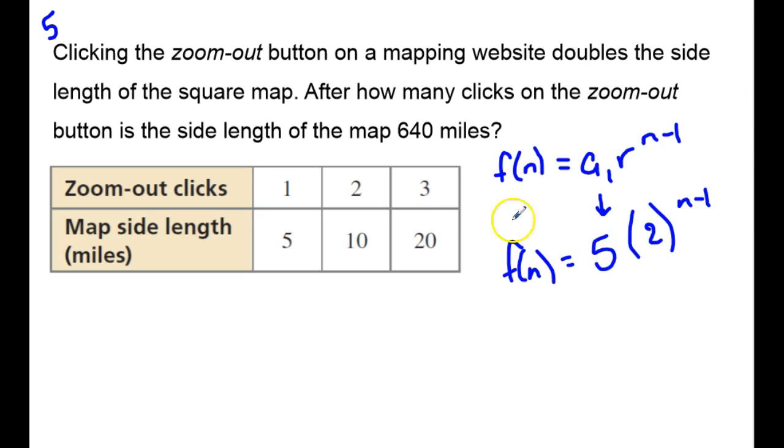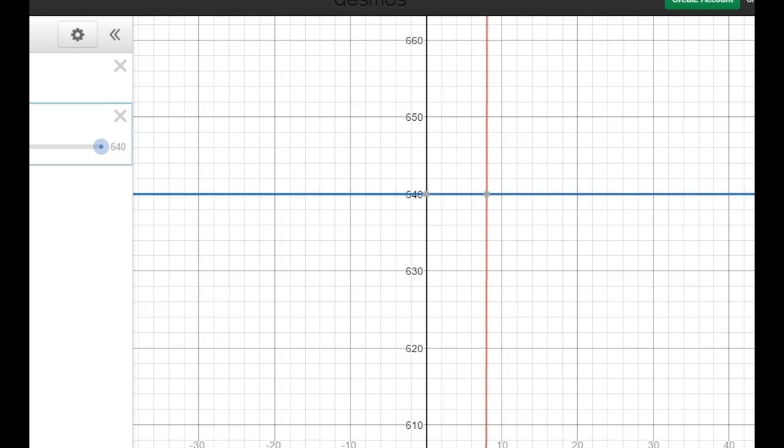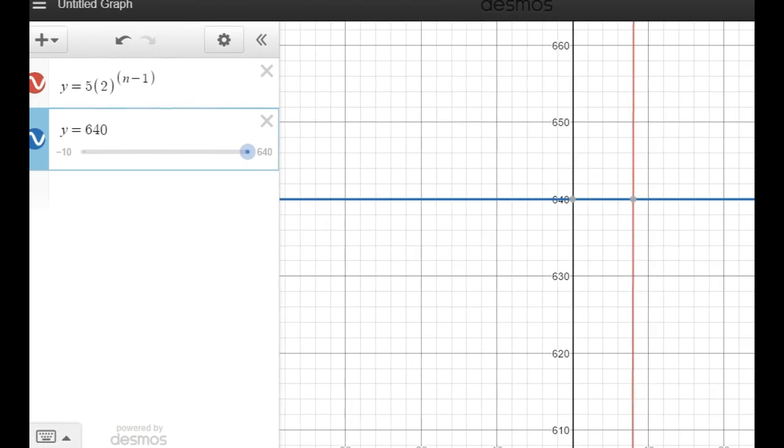So now I'm trying to figure out when is that 640, right? So 640 is equal to 5 times 2 to the n minus 1. Well, man, this seems big and complicated. Remember in our previous section, we were able to graph things. So let's go ahead and graph it. What I've done here is you can see the two functions that I've graphed. I've created a system of equations with my first equation and my second equation, and then I figure out where they're equal to each other.